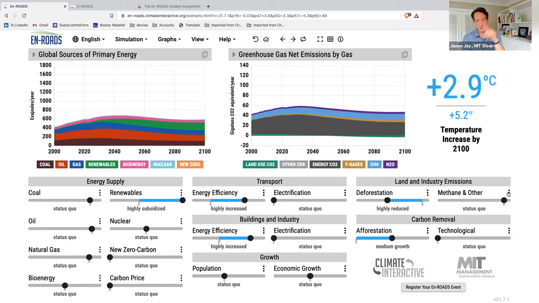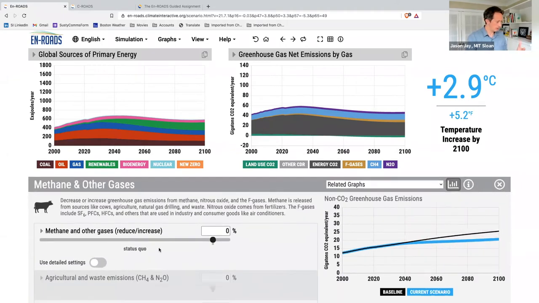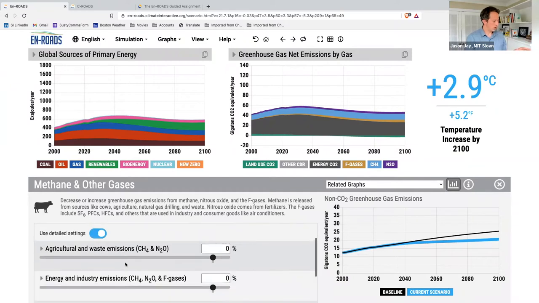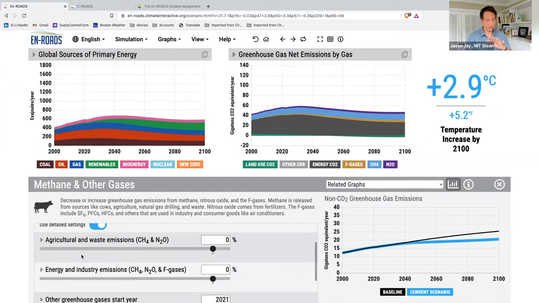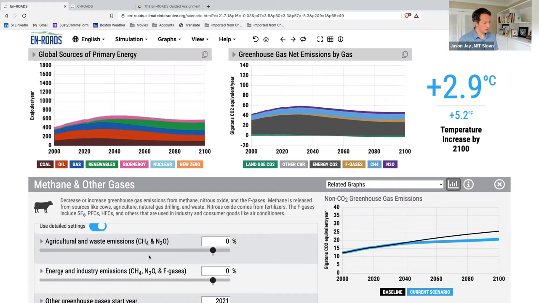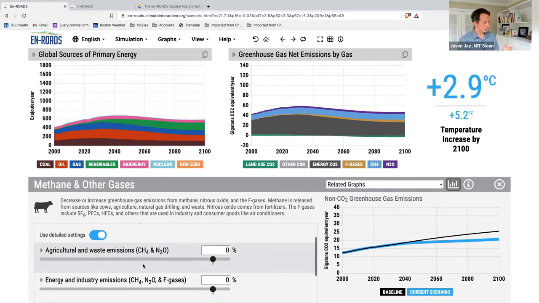Now, originally we were talking about reducing meat consumption. So let's look at methane. We can break out separately the agricultural and waste emissions, so this kind of beef reduction, rice cultivation change, et cetera, versus the energy and industry emissions of CH4. Those are industrial processes, particularly fertilizer manufacturing, that give off these gases. So let's play with reducing our agricultural and waste emissions of methane and nitrous oxide through a big push on reducing meat consumption. Let's see what happens if I click right about there.